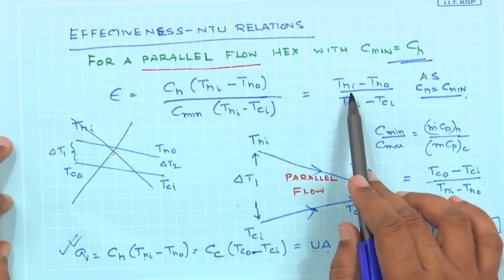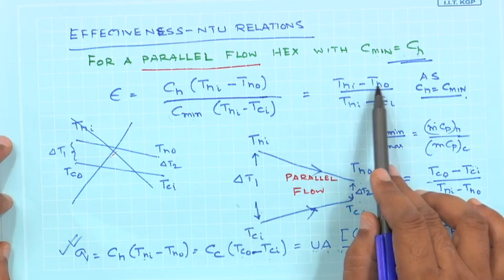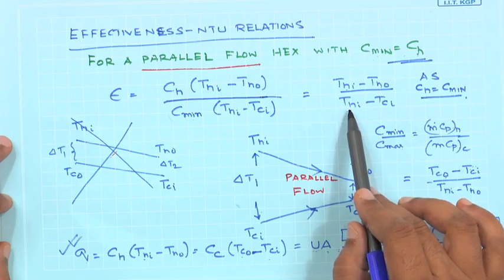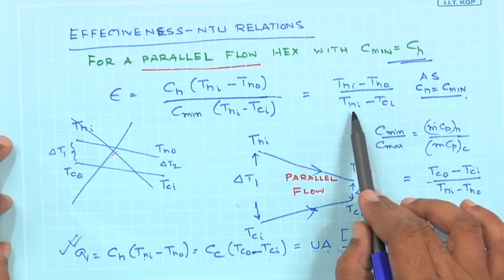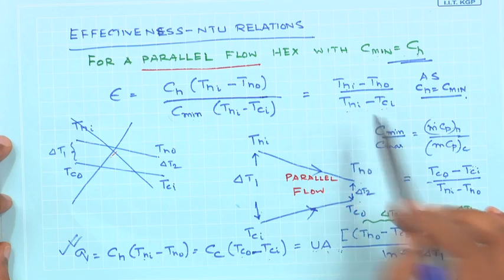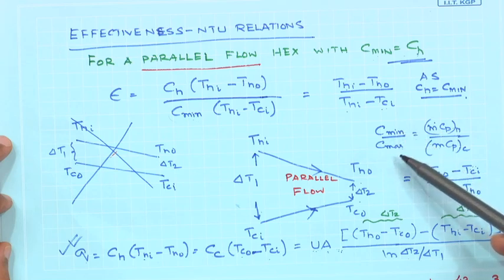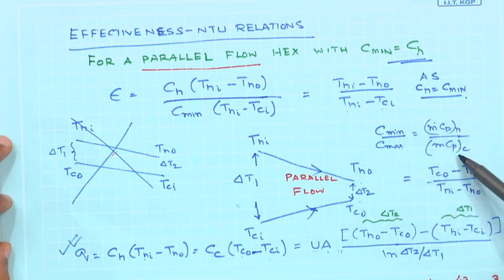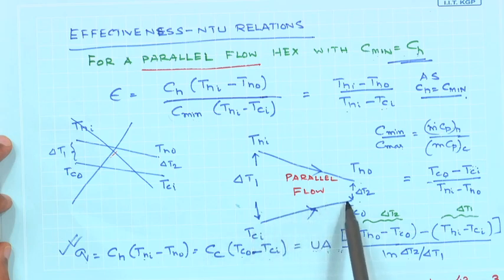So, your epsilon should simply be the temperature change of the hot fluid divided by the maximum change that can take place in a heat exchanger of infinite length. So, it is Thi minus Tci. The capacity ratio C minimum by C maximum is simply this. In this specific case, the hot fluid is the minimum and the cold fluid is the maximum, and for a parallel flow this is how the temperature would change.